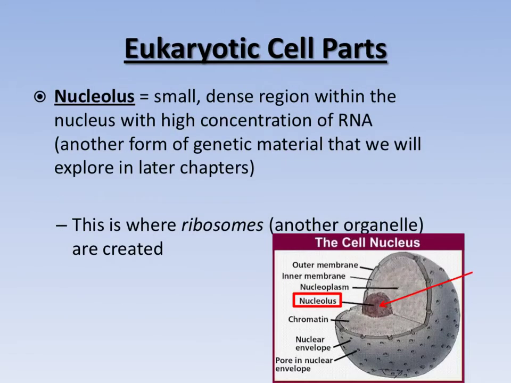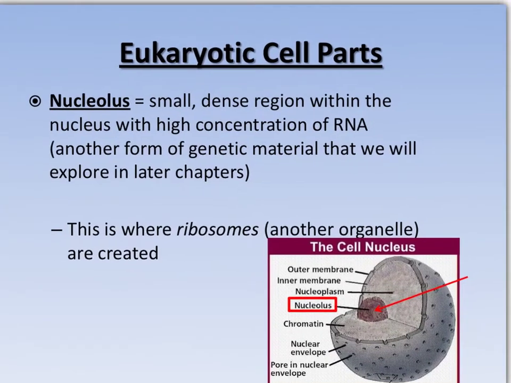Now our second structure is actually located within the nucleus, and it's called the nucleolus. So notice the spelling here. This is not a nucleus, right? This is nucleolus. And this is a smaller, dense region inside the nucleus where we see a high concentration of RNA, which is one of the other forms of genetic material. Now the primary function of the nucleolus is to build ribosomes. So this is where we make ribosomes, which is another structure that we'll learn here in just a moment.